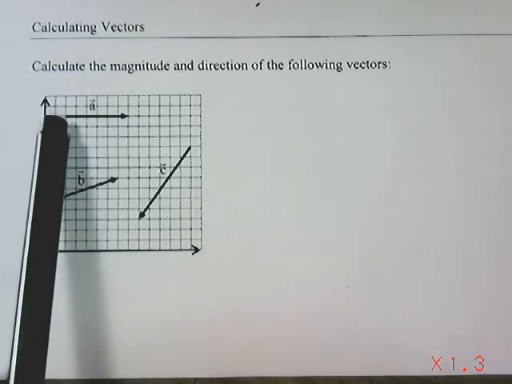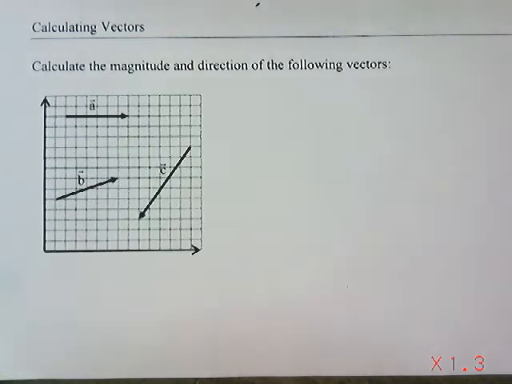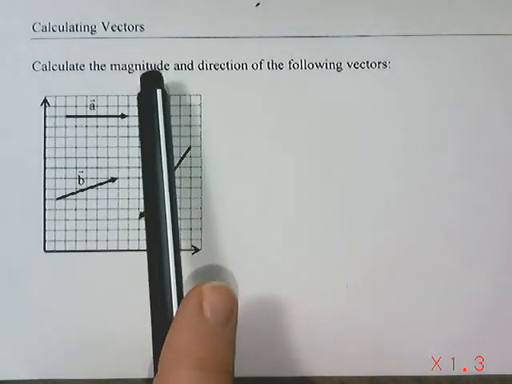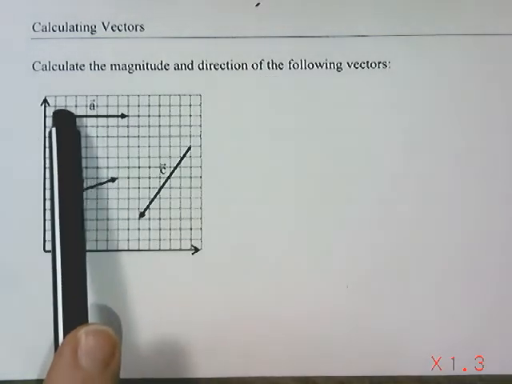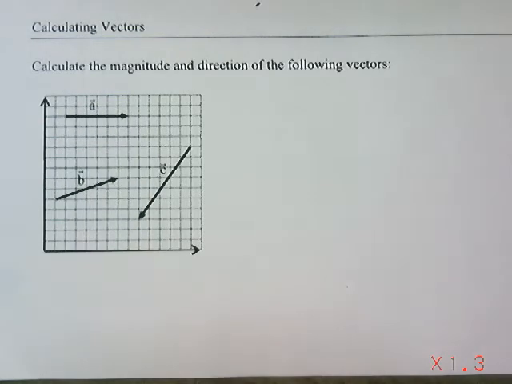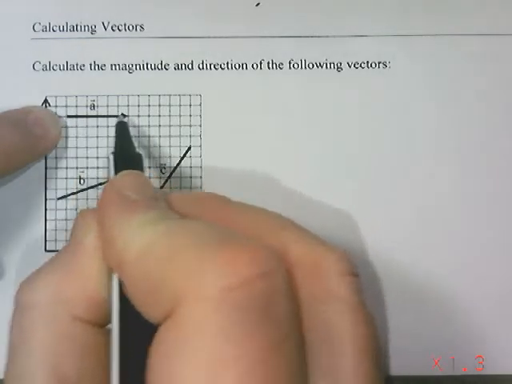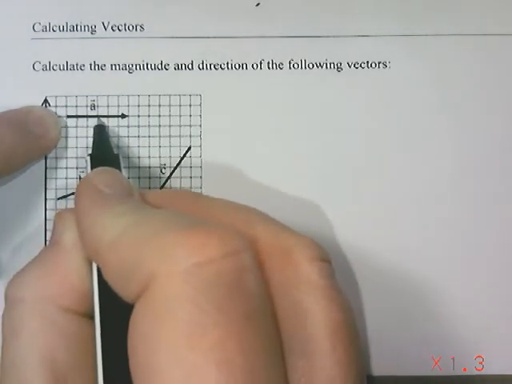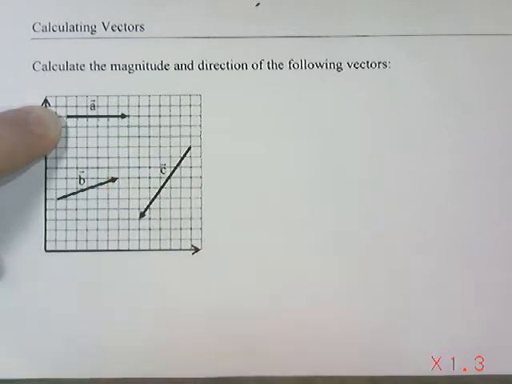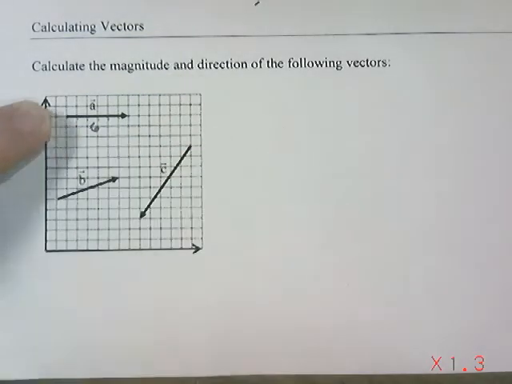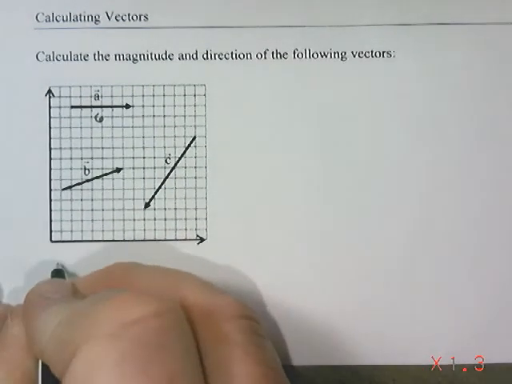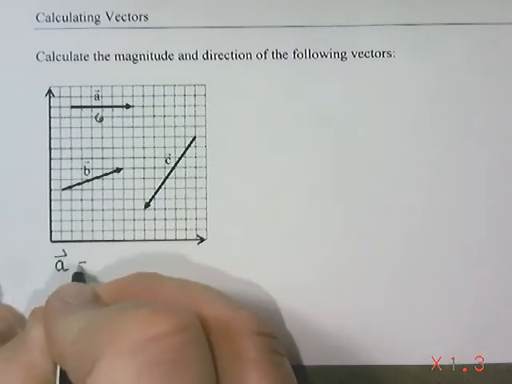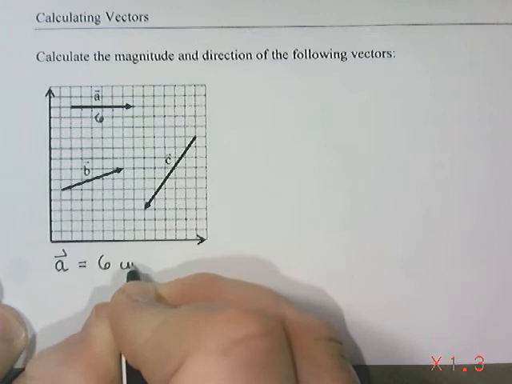I say that because it follows one of my grid lines. So if I wanted to calculate the magnitude and the direction, I actually can just count out the magnitude because it's just sitting on one of my grid lines. If I were looking at vector A, I notice from tail to head, it is 1, 2, 3, 4, 5, 6 squares long. Or I would call that 6 units. So down here at the bottom, I'm going to say that vector A is 6 units long.